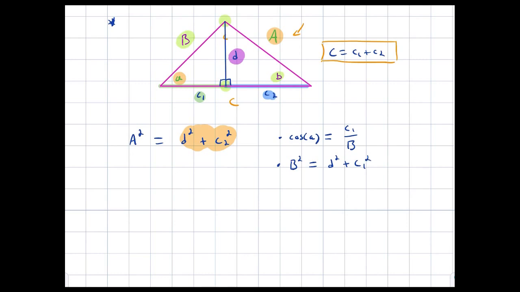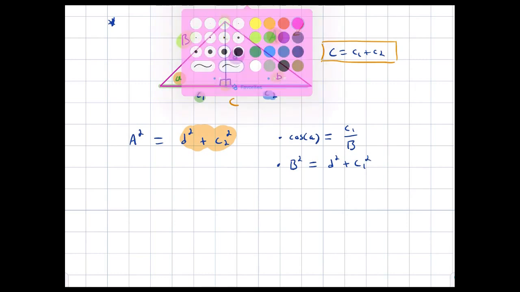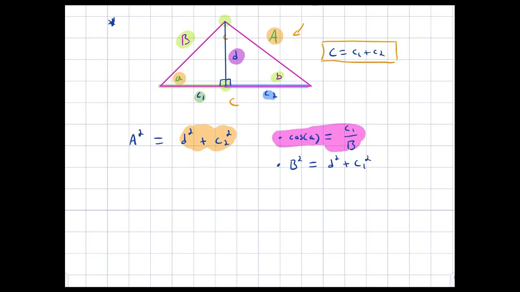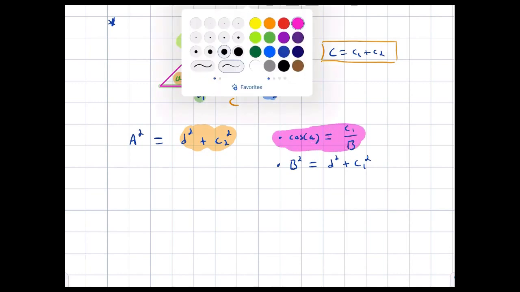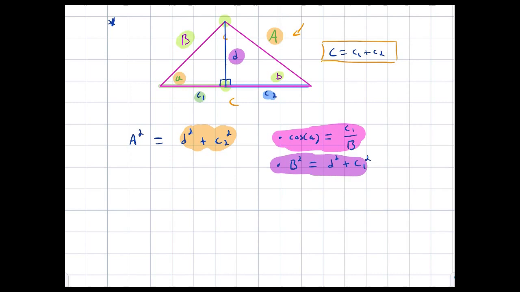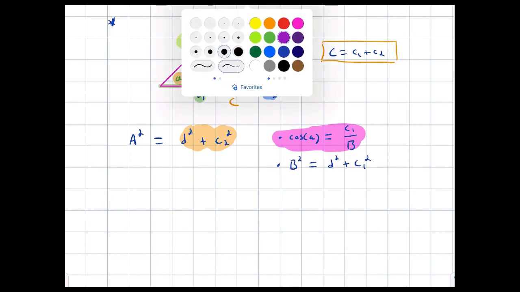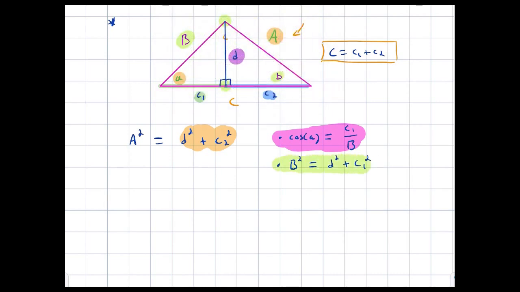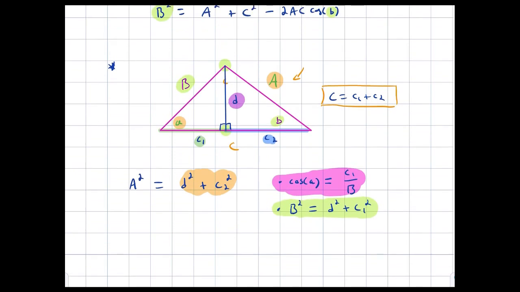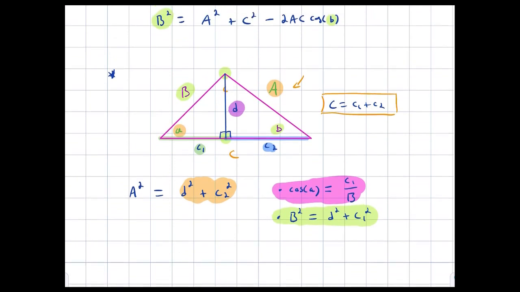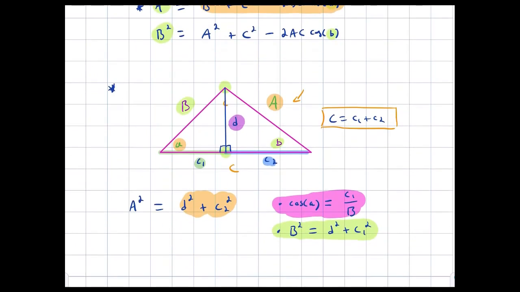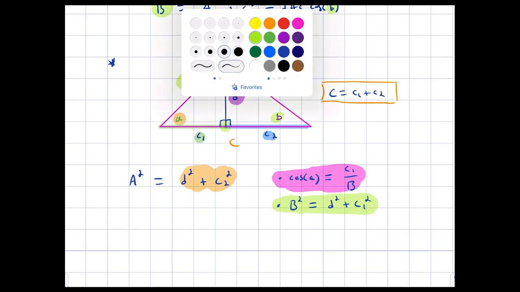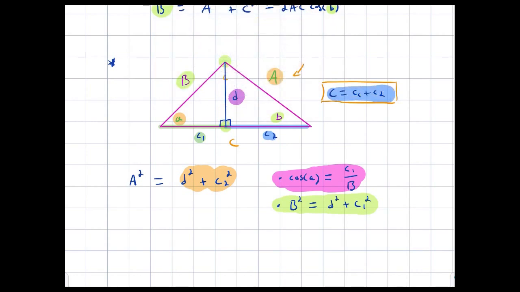And let me start highlighting these things to draw a little bit of attention to them. I have my cosine of A, that's what this is, and then I have my B squared. Actually, let me do that in green. I think that'll stand out a bit more. I have my B squared. That's taken care of. I also have the B that I need to get in there, and I have the C. I have C is equal to C1 plus C2.